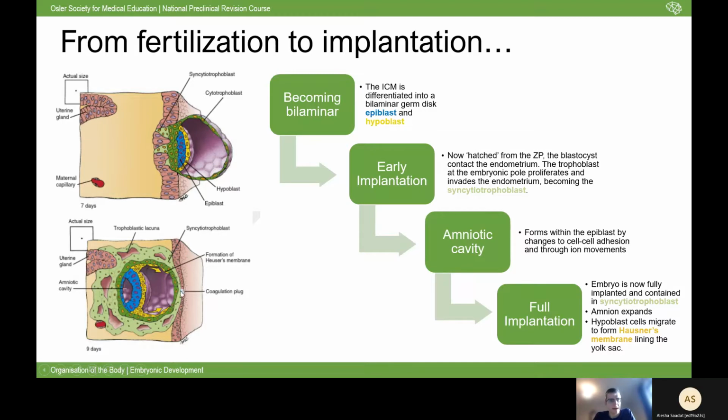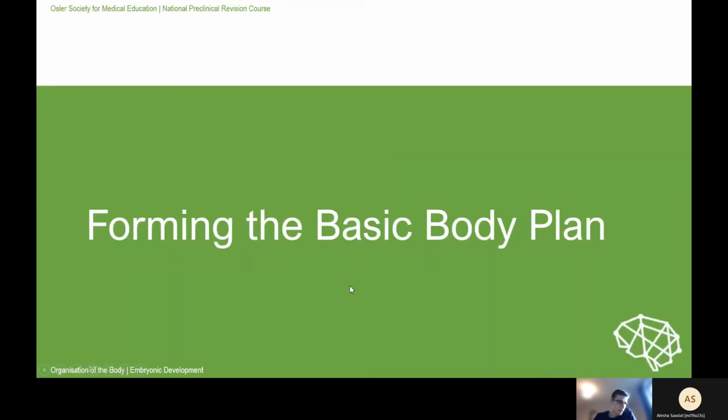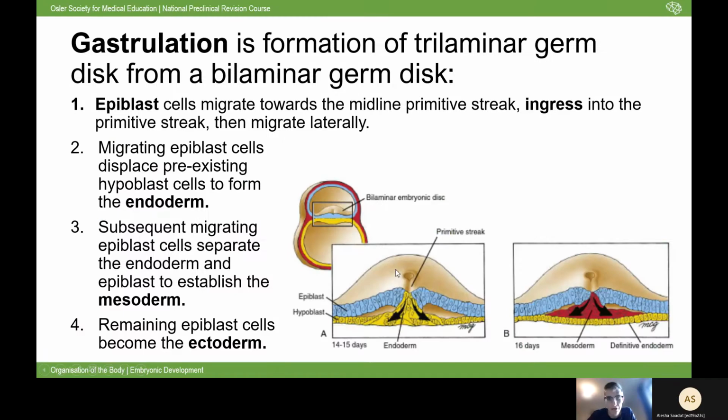And we get this coagulation plug, which is a little cap that completes the gap where the developing embryo has implanted. So we've implanted, and we have an inner cell mass with a bilaminar germ disc. There's a very key process that has to happen now, and that is gastrulation. I would really encourage you to have a strong understanding of gastrulation and be able to answer questions on this, because it will inevitably come up.